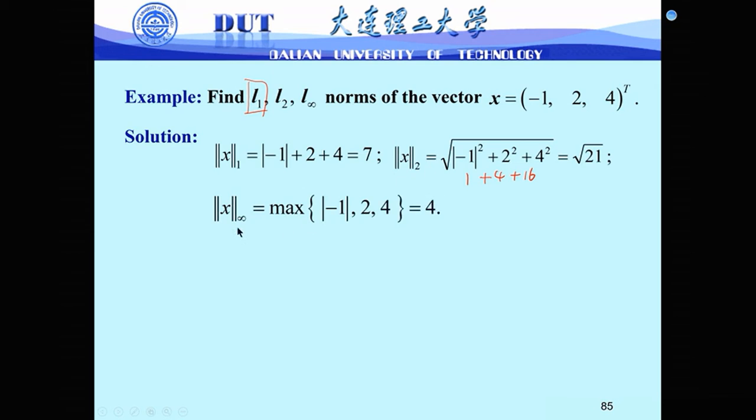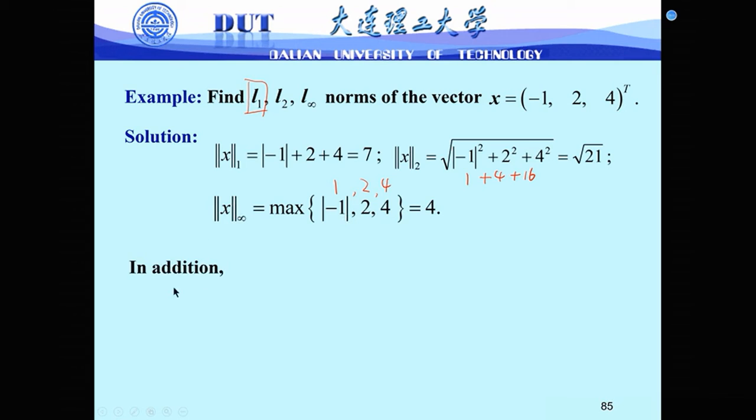For the L infinity norm, that means the best score. The best score also you should note by absolute value. So the absolute value of -1 is 1, the absolute value of 2 is 2, and the absolute value of 4 is 4. So you need to choose the best score. Of course, it is 4. So the infinity norm is 4. Are you okay? These are the three norms.